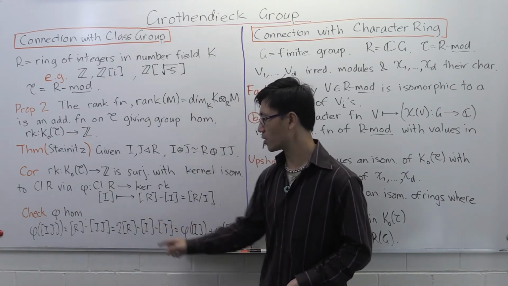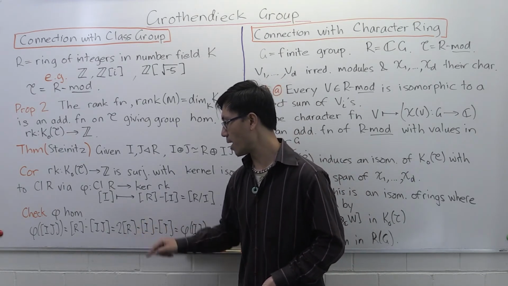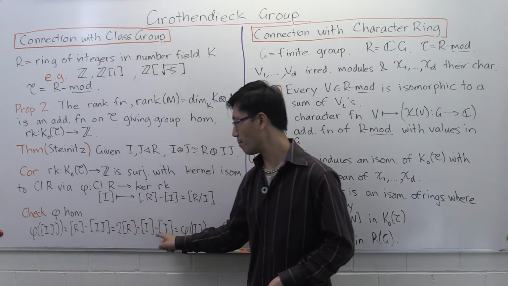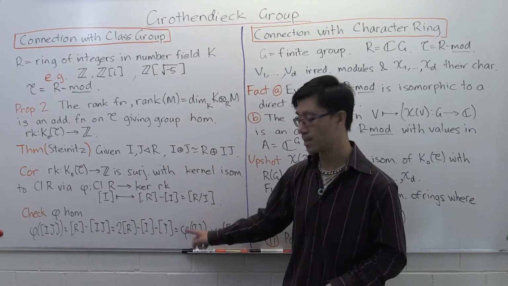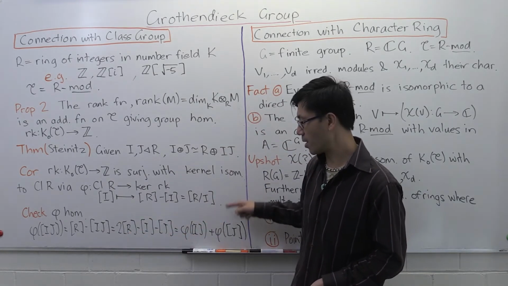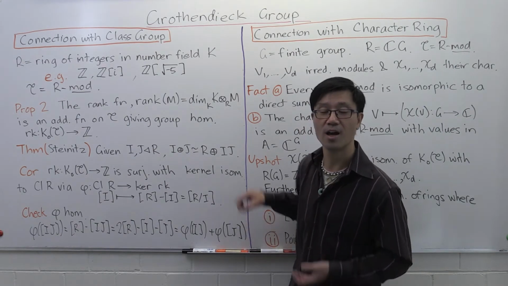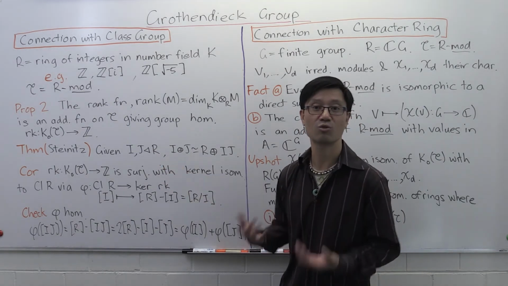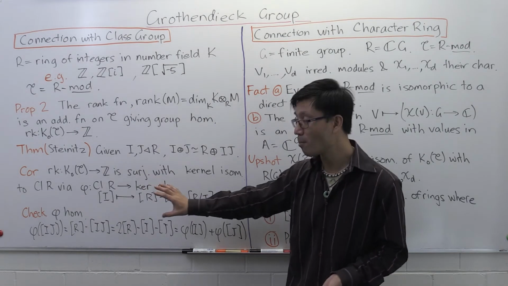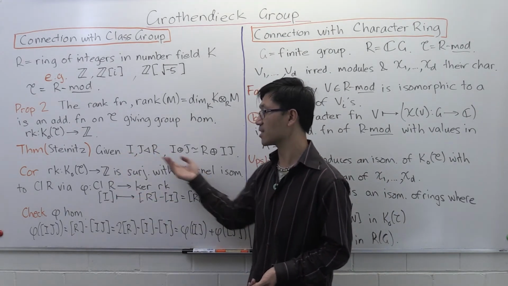And now what's this? You can break this up as one R minus I plus the other R minus j. R minus I here is the phi of I, and the R minus j here is this phi of j. And that shows you that this phi is actually a group homomorphism. And it's actually the group homomorphism which is going to give us this isomorphism.